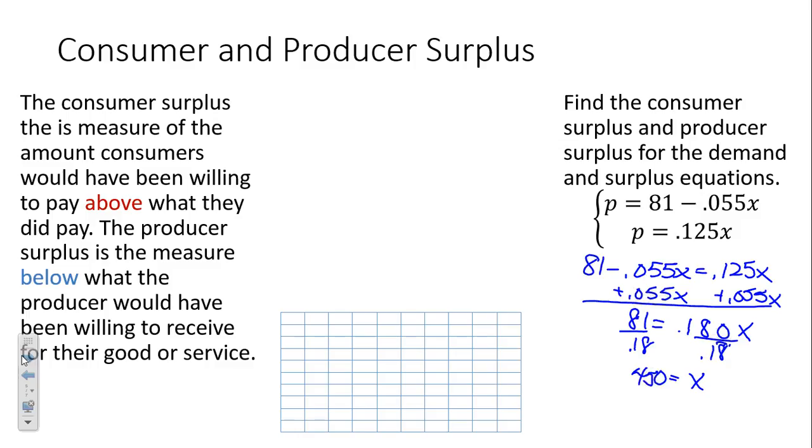So they're crossing when x is 450, which is the easier equation to put 450 into? The second one, so we're going to say p will be 0.125 times 450. So we get 56.25.